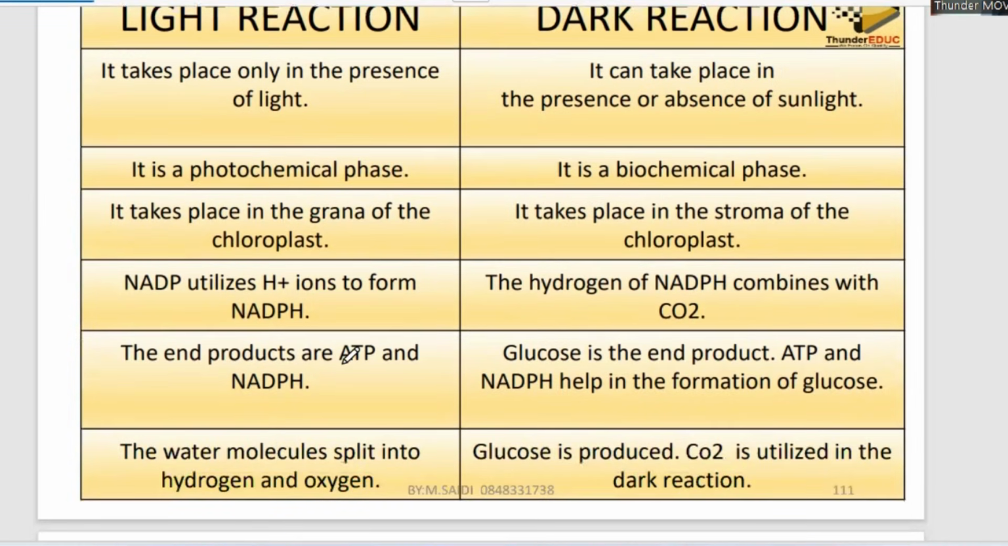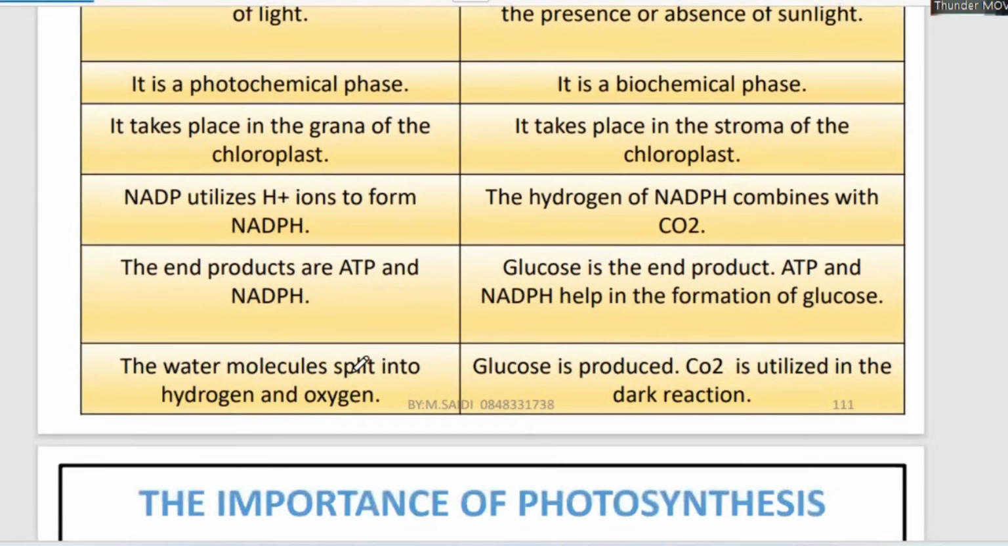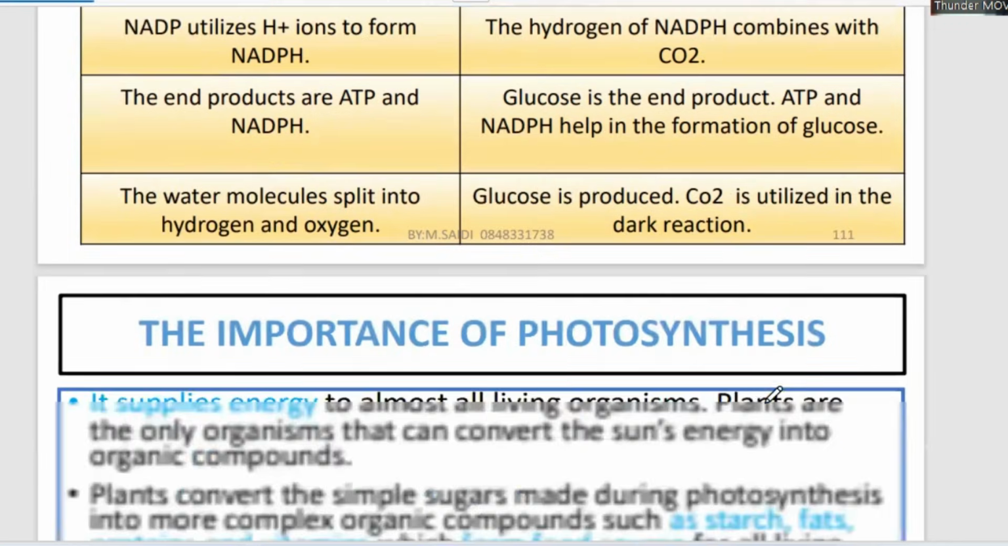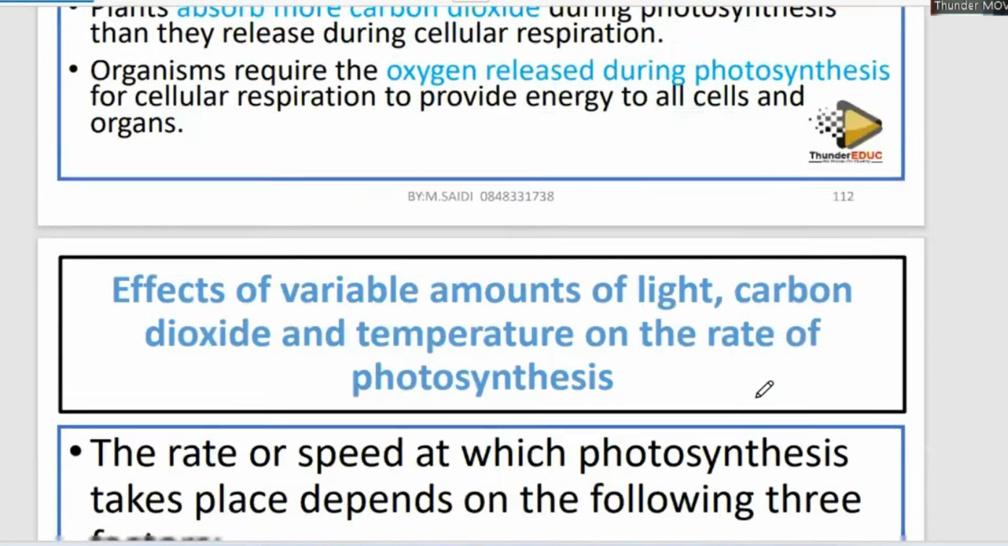Here, the end products are ATP and NADPH, while on the other side, the NADPH and ATP are being used, meaning that the end product will be glucose. Here, water will split, and hydrogen and oxygen are released, while here glucose is produced. Carbon dioxide is utilized in the dark phase.